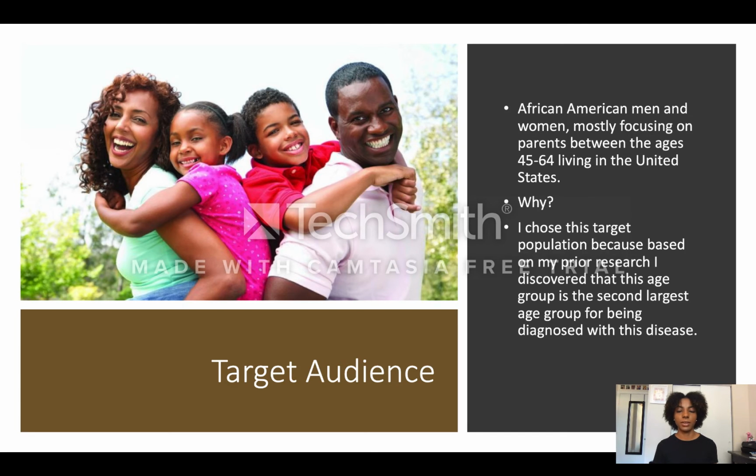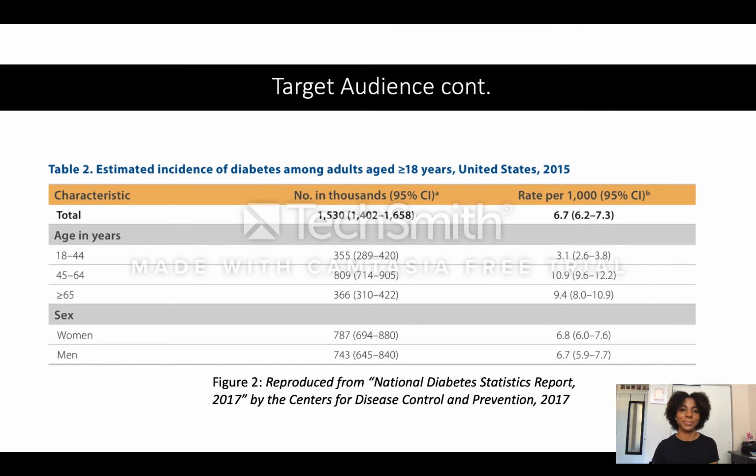And here is my target audience, which is African American men and women, mostly focusing on parents between the ages of 45 through 64, living in the United States. And you'll see why I chose this specific population in the next slide. I chose this target population because based on my prior research, I discovered that this age group is the second largest age group for being diagnosed with this disease, which you'll see in this slide here.